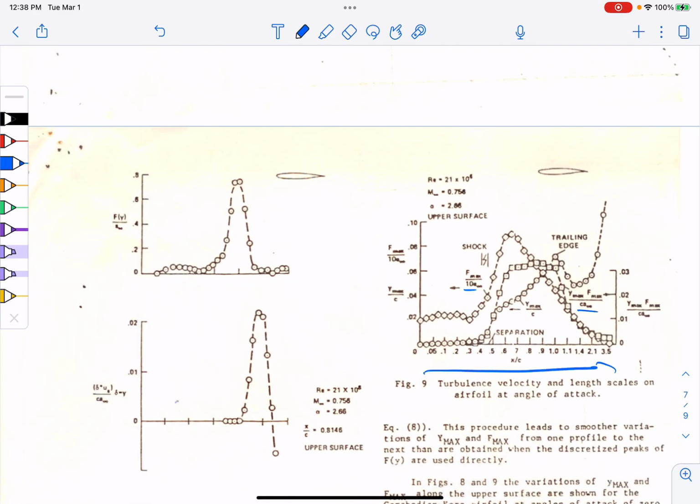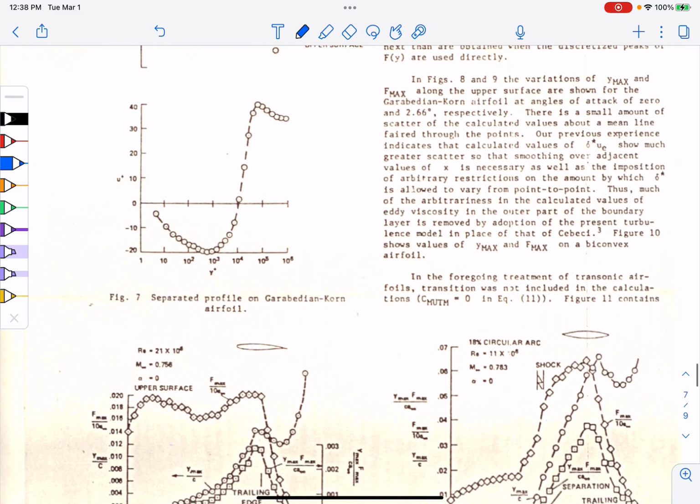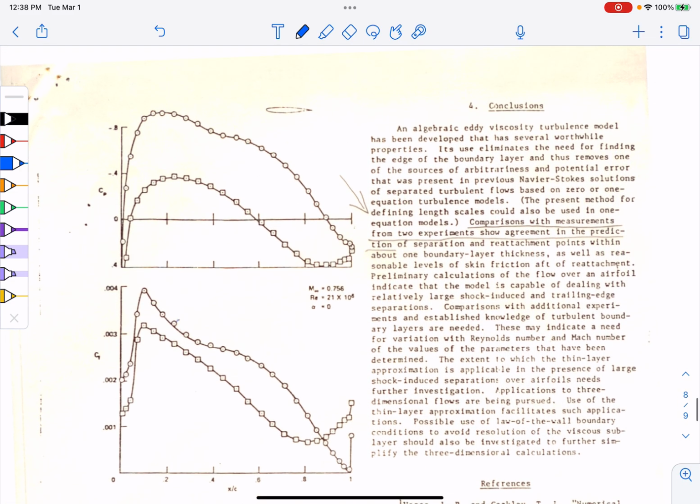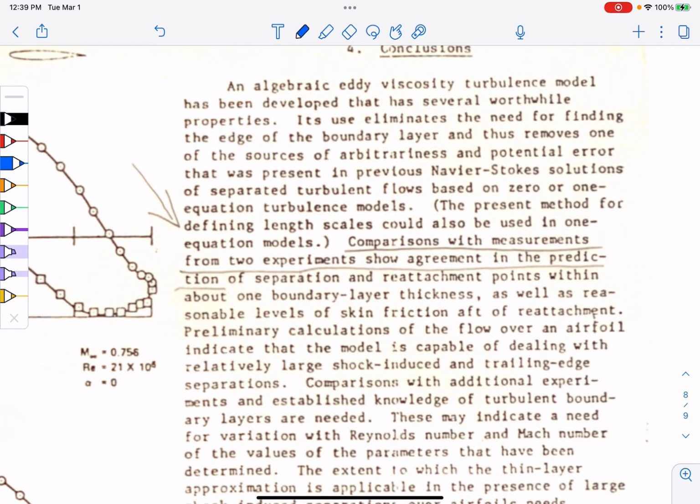A few more notes. We'll just look at the conclusion and finish up this model, and then we'll look at the next one, which overcame some of its problems. So let's just look at the conclusion quick. Once again, he restates what he did in one summary sentence: an algebraic eddy viscosity model has been developed that has several worthwhile properties. And he notes what those are.